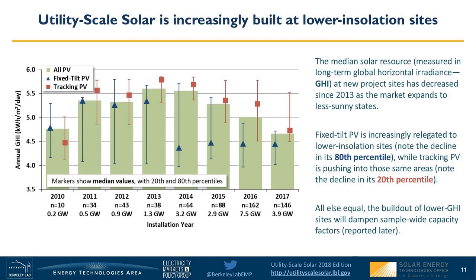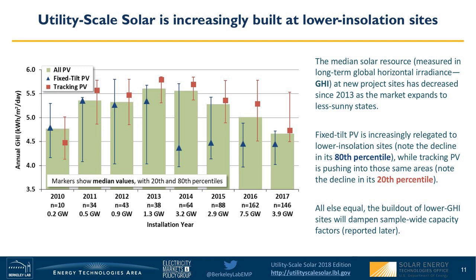With that, I want to dive a little bit deeper into this build-out of utility-scale solar in regions that have less sun. One measure of that is this annual global horizontal irradiance value, and the green bars here represent the median solar resource among all the projects that came online in a particular year. So the median solar resource has really decreased since the maximum in 2014 to now about 4.7 kilowatt hours per square meter per day. And the red dots and bars represent tracking PV. The blue triangles represent fixed-tilt installations.